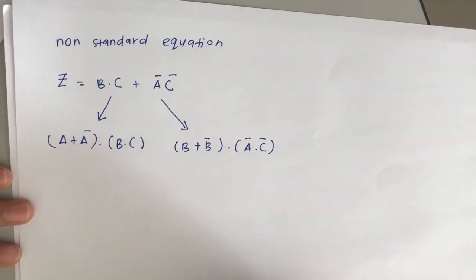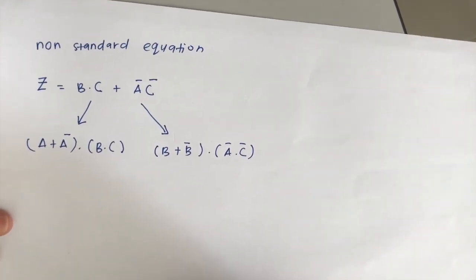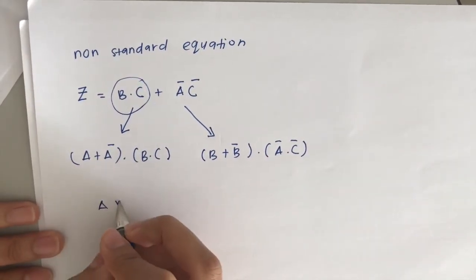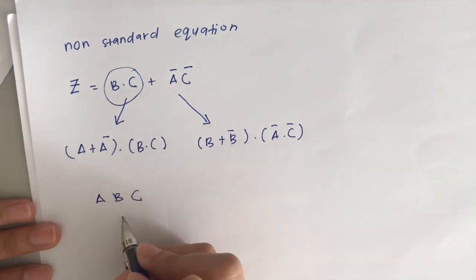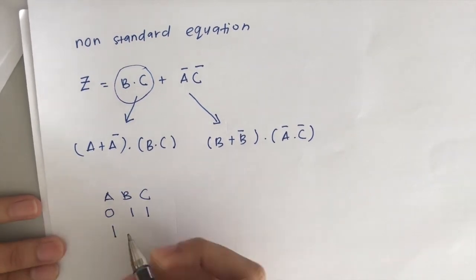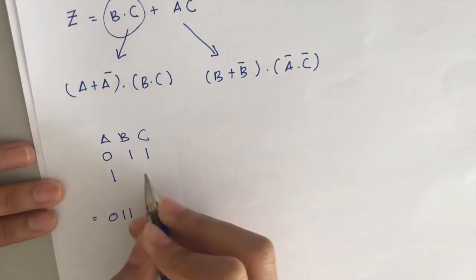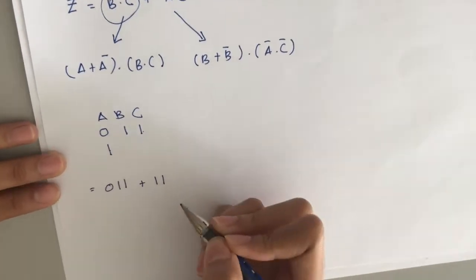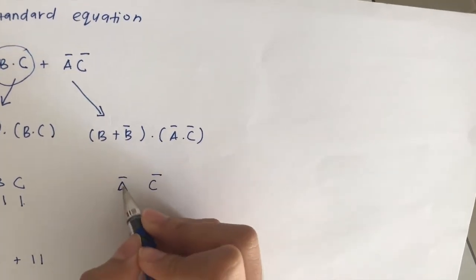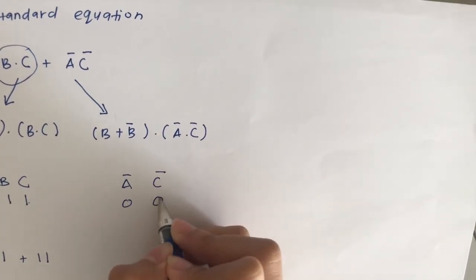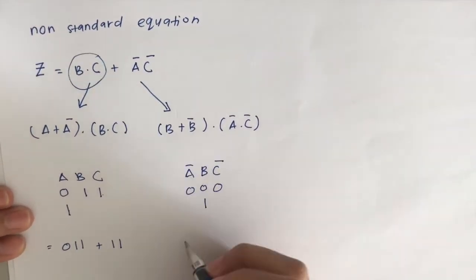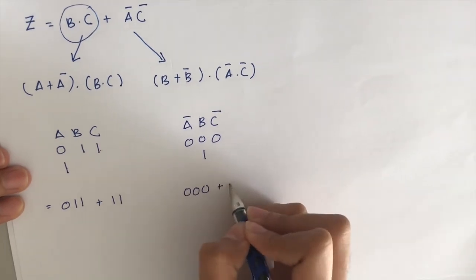And then we look for numeric expansion. As what I said just now, it should contain A, B, and C. For the first part, B, C is true, so we put 1 and 1. But A, we can choose either to put 0 or 1. So it will be 0, 1, 1 or 1, 1, 1. And for the second part, A naught, C naught. A naught means 0, C naught means 0. So B, we put it here and it can be 0 or 1. So it can be 0, 0, 0 plus 0, 1, 0.